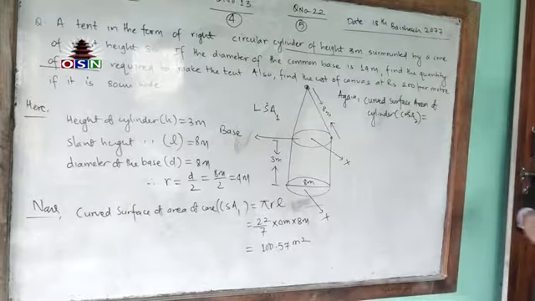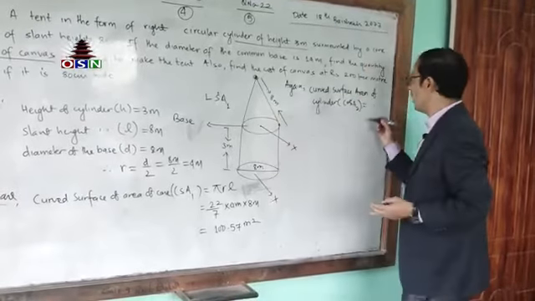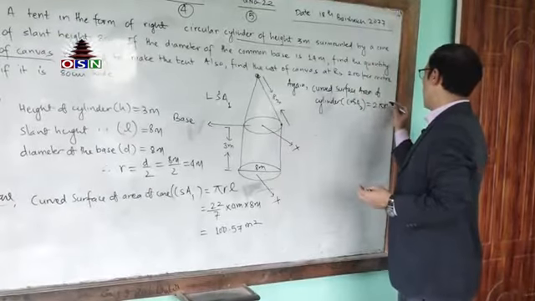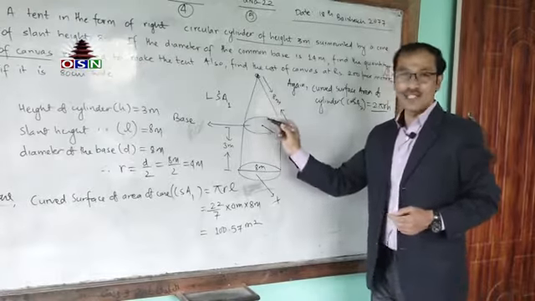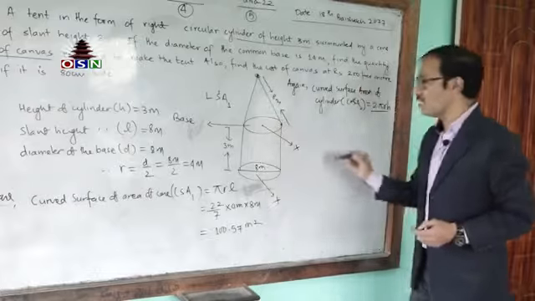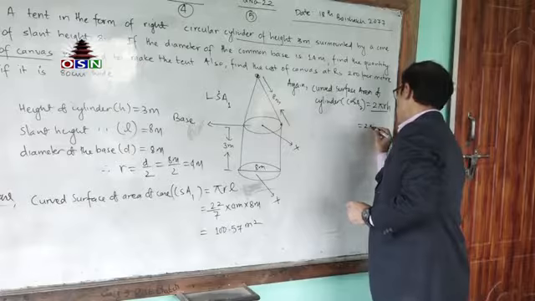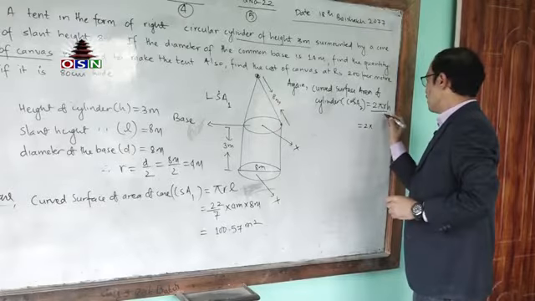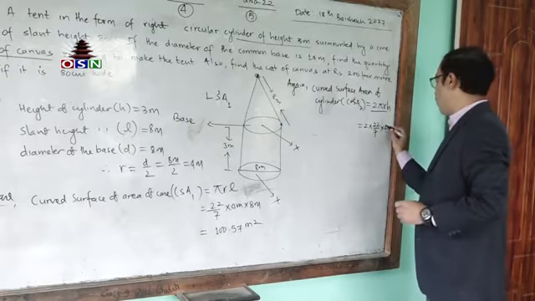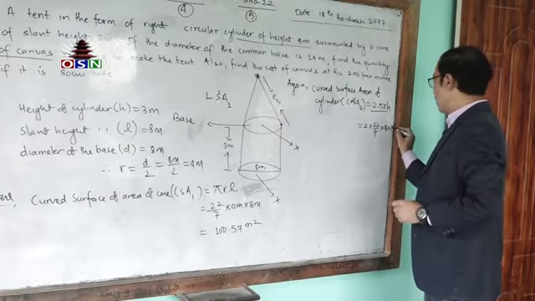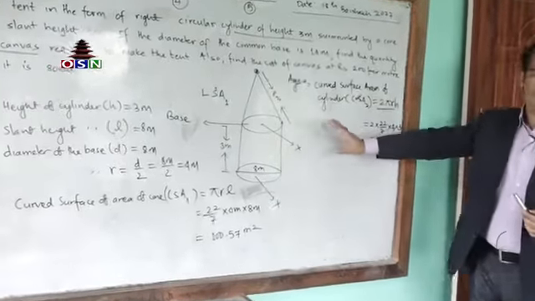Could you tell me what is the formula for curved surface area of the cylinder? This is a cylinder, so we are going to find its curved surface area separately: 2 pi R h. Yes, 2 pi R is the circumference. When the circumference of the cylinder is multiplied by its height, you will get the curved surface area. So 2 into pi, which is 22/7, and radius is 4, into its height, 3 meter.